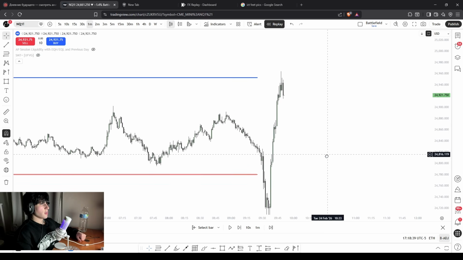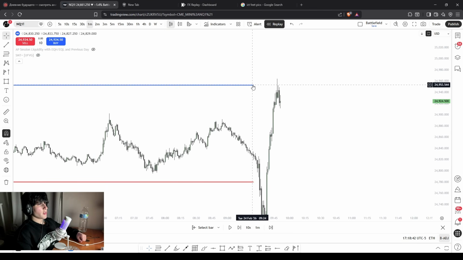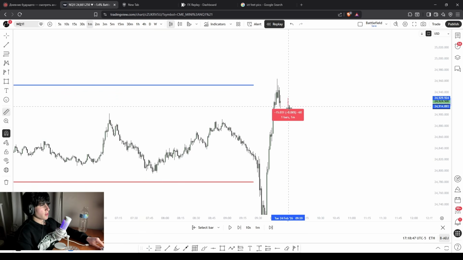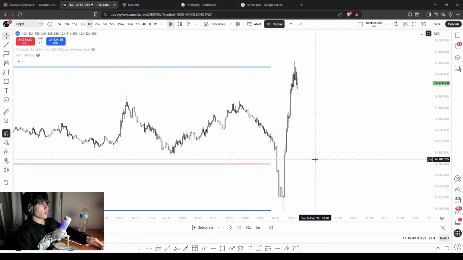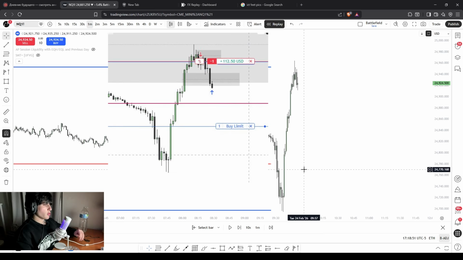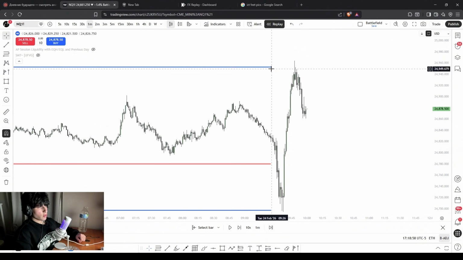But later on we tapped the value area high and I managed to find a short from here all the way down to here, almost 100 points. I will plot the screenshot of the trade being executed, and as you can see, the reaction followed.